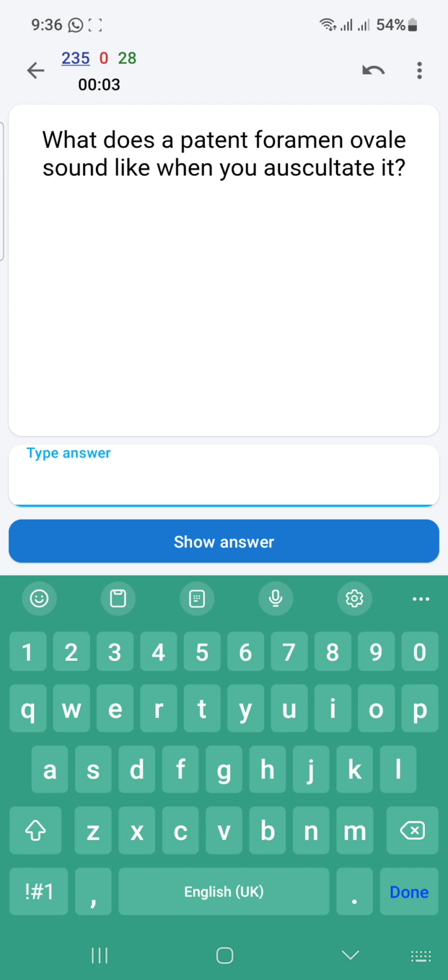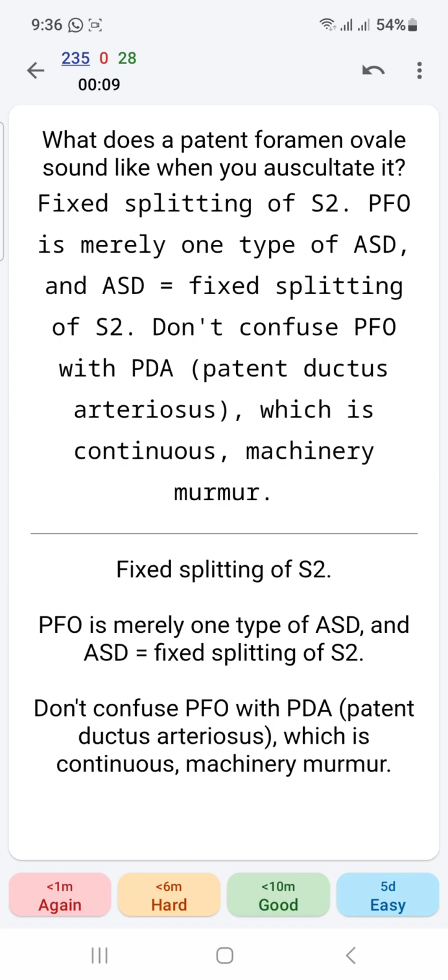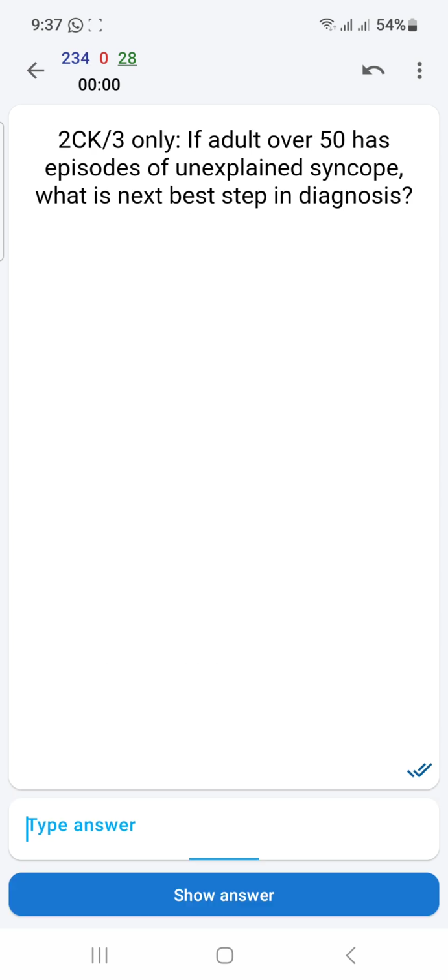What does a patent foramen ovale sound like when you auscultate it? Fixed splitting of S2. Patent foramen ovale is merely one type of ASD, and ASD is equal to fixed splitting of S2. Don't confuse PFO with PDA, patent ductus arteriosus, which is a continuous machinery murmur.